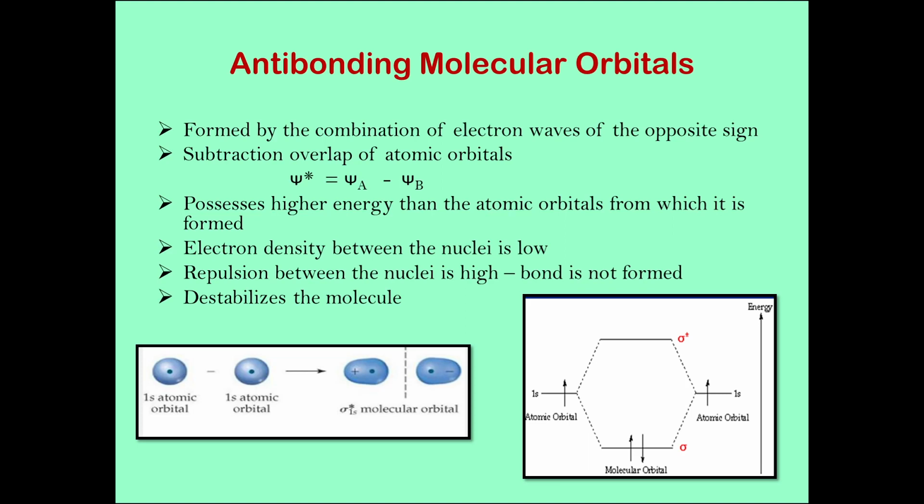Antibonding molecular orbitals. Antibonding molecular orbitals are formed by the combination of electron waves of the opposite sign. It is the subtraction overlap of atomic orbitals, and it is indicated by a star: psi star is equal to psi A minus psi B. It possesses higher energy than the atomic orbitals from which it is formed. It has lower electron density between the nuclei. Repulsion between the nuclei is high, so a bond is not formed, and it destabilizes the molecule.